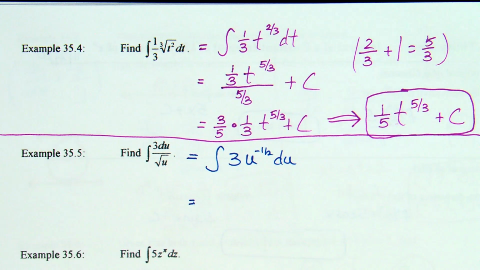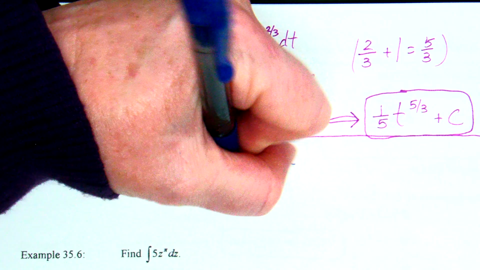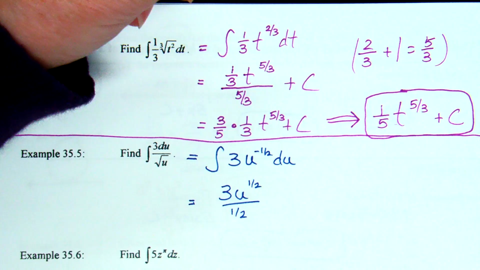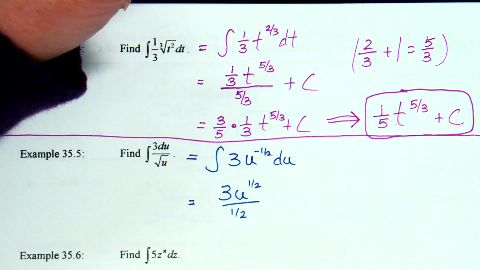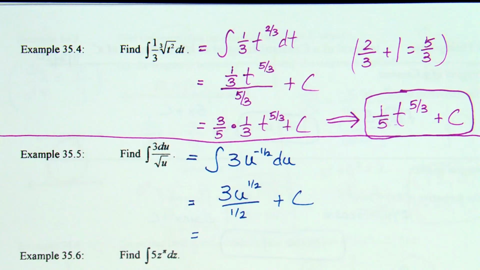u to the 1/2 divided by 1/2. Okay, 3u to the 1/2 divided by 1/2. So 3u, when you add 1, negative 1/2 plus 1 is positive 1/2, divided by 1/2. Did he say the plus C? I can't remember if the plus C was said or not. It's written. Oh, it's written. So that's more important. So at least you've got it. Whether I say it or not, it's different.